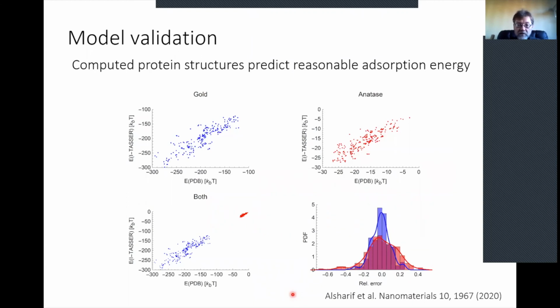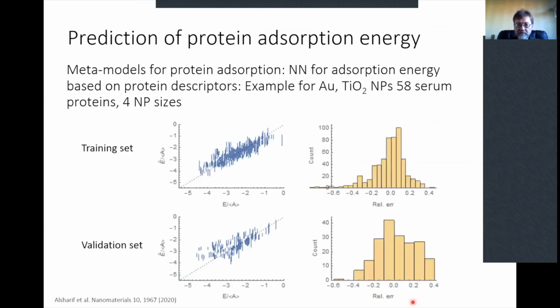But you can see it visualized on these graphs. And we plot adsorption energies predicted from PDB structures versus ITASR predicted structures. And you see the correlation, although it's not perfect, is quite reasonable. And you see the deviations are mostly within like 10%. Some proteins, though, deviate by 20 or 40% between the two models. And this is from a paper published just this year.